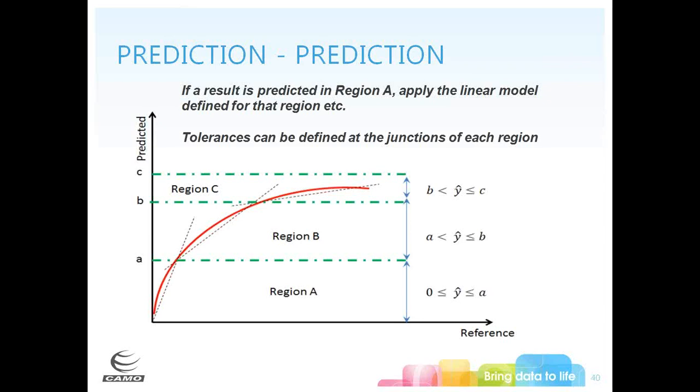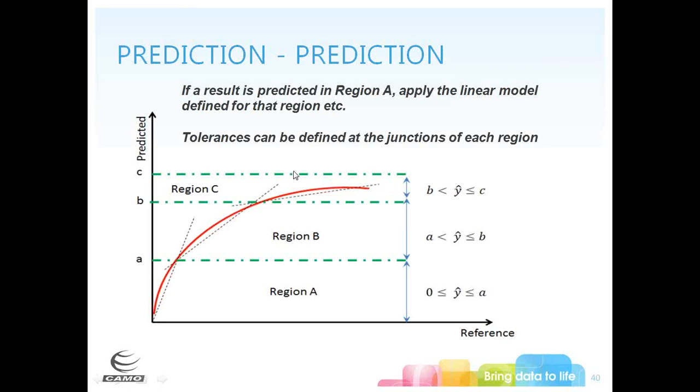Just as an illustration, prediction looks something like this, wherein if you had values that span 3 different regions, A, B, C, you could have local models across these different regions. So if you had a global model to begin with and your result was predicted in region A, you would then apply the region A model, which is more linear across that region than the entire global model.